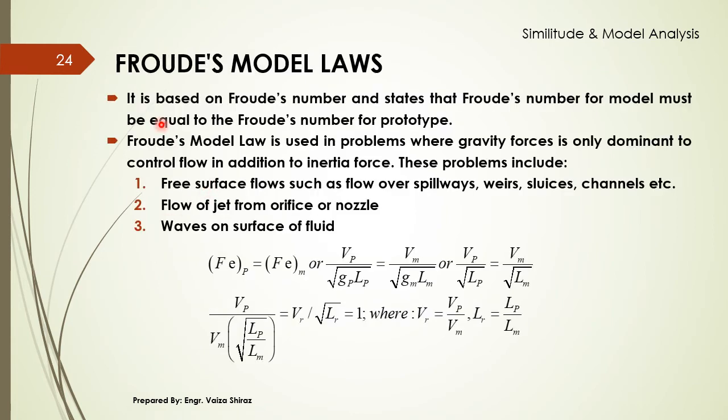Next model is Froude's model law. It is based upon the Froude number, and it states that Froude's number for the model must be equal to the Froude number for the prototype. It is used in the problems where the gravity force is the only dominant force controlling the flow in addition to the inertial forces. These problems include free surface flows such as flows over spillways, weirs, sluices, channels, etc. Flows of the jet from an orifice or nozzle, and waves on the surface of the fluid.